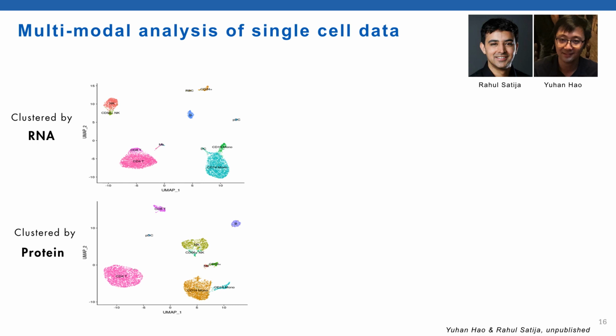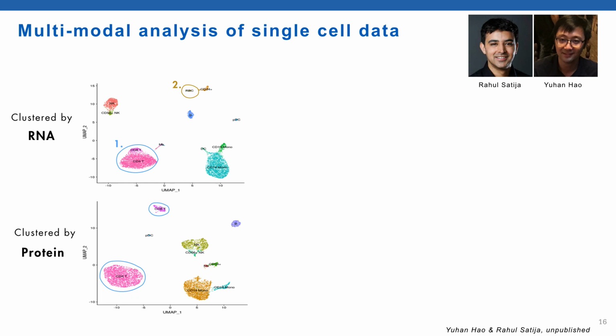So on the top here is the same data set that I've been showing in the previous slides, clustered by RNA. In this case, it's just shown in a UMAP representation as opposed to the t-SNEs on the previous plot, so that's why it looks a little bit different. And on the bottom is the same cells clustered by protein. And you can see you get the same divisions. You probably can't read the labels here, and that's fine.